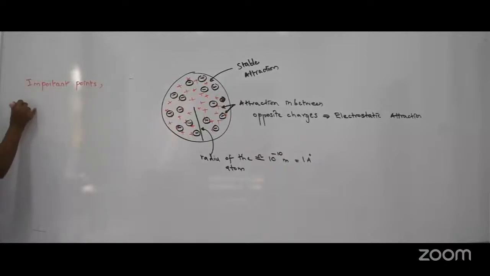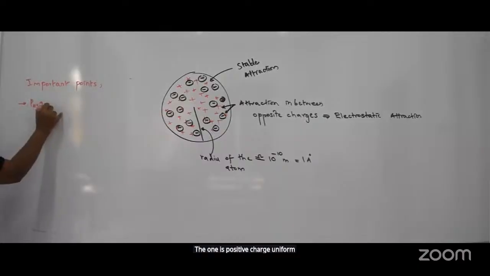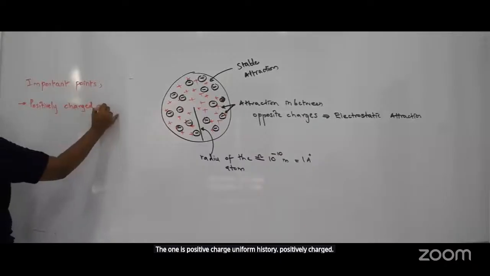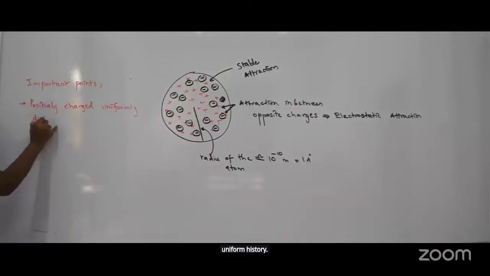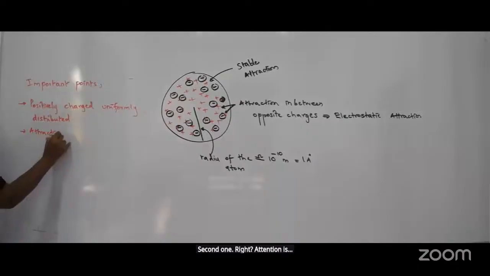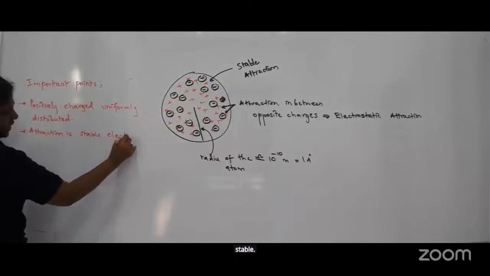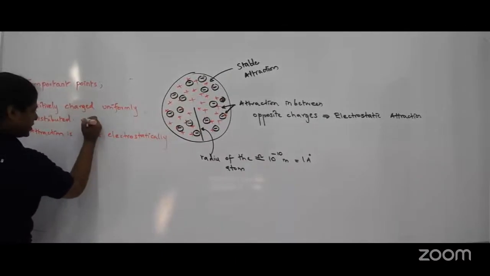In J.J. Thomson's atomic model, the first one is positive charge uniformly distributed. Positively charged, uniformly distributed. Second one, right? Attraction is stable, electrostatically stable.